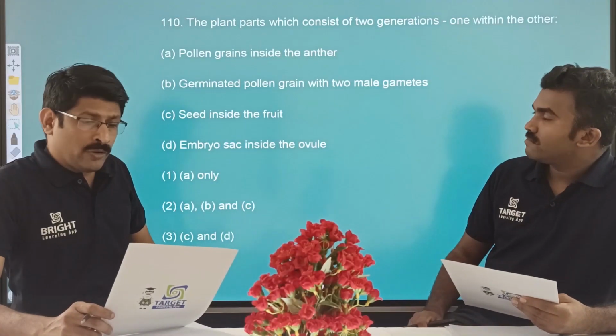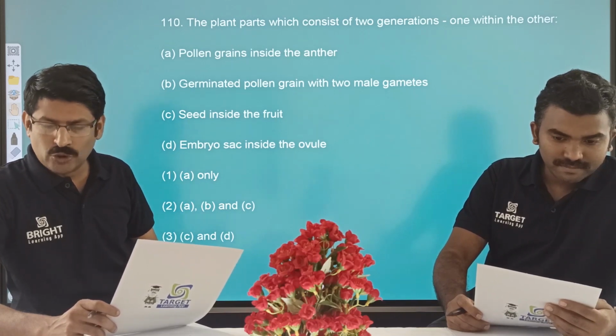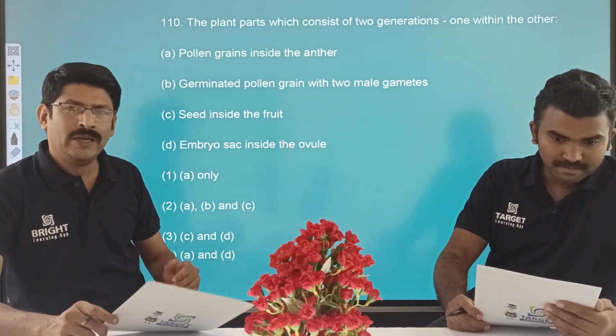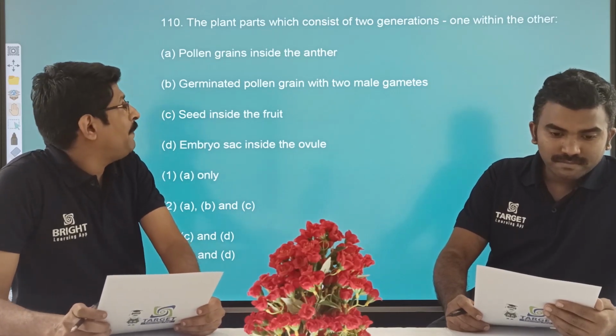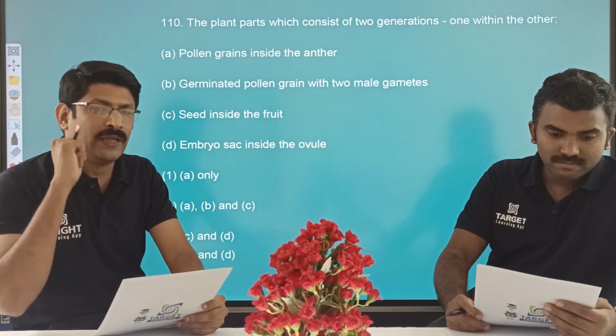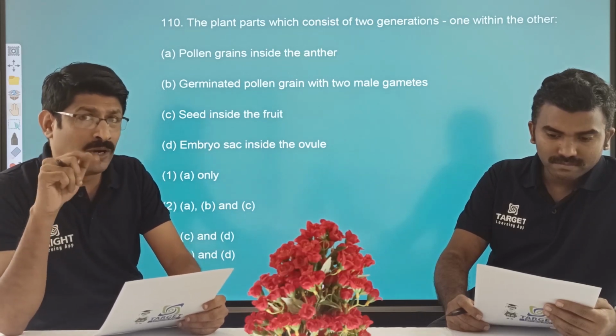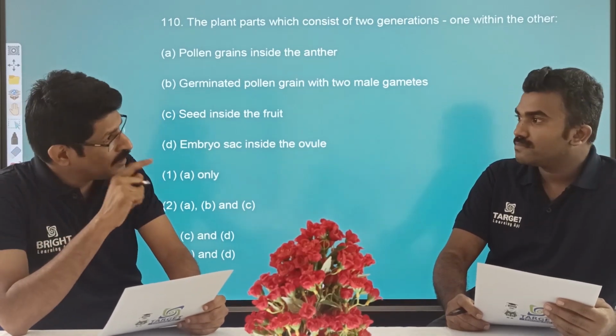Next question, question number 110. It is somewhat a tricky question from sexual reproduction in flowering plants, and it comes from different parts of the chapter. The question is: the plant part which consists of two generations, one within the other. So one generation is the haploid generation and the other is the diploid generation. That is the concept they have to consider.